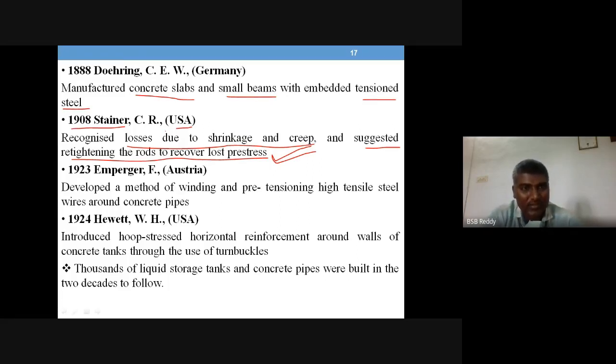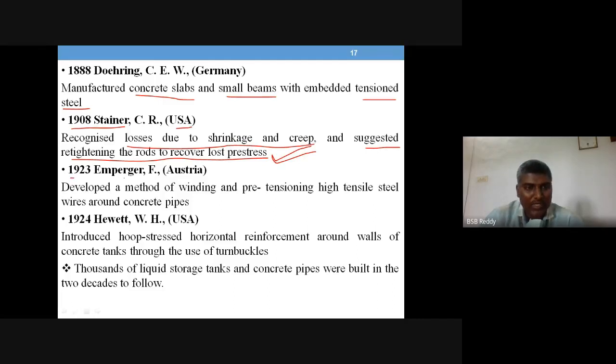So the initial thought is to retighten the rods again. Again, pull the rods to have the stress, and this cannot be called pre-stressing. It is reintroducing the pre-stress. So whatever the loss of pre-stress we have, that is regained again by retightening the rods.